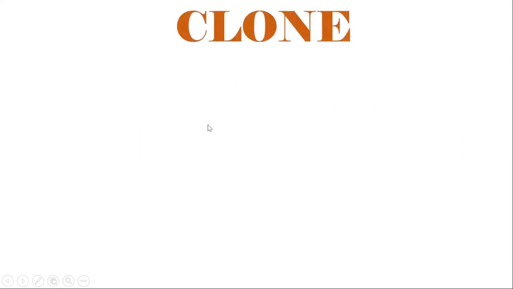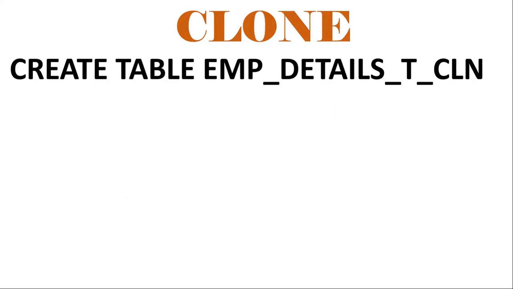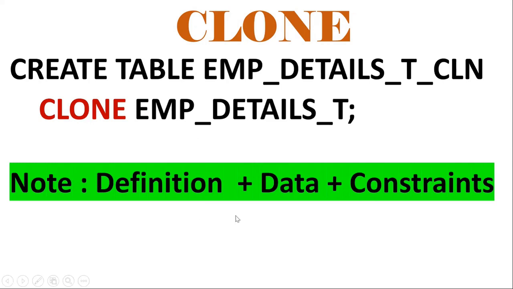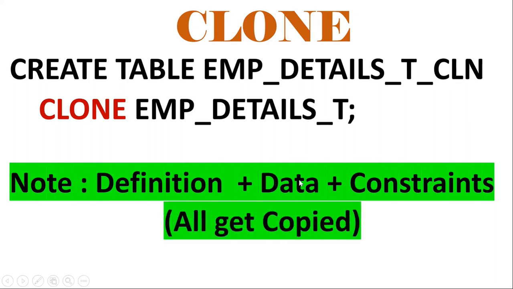Now we have one more thing, that is clone. Now we'll see what will happen. The syntax will be create table, table name, this is my backup table, and clone is the keyword. By using the clone keyword, we can create a backup table or replication table or duplicate table. So by using this one, what we'll get? Table definition is created, data is also populated, and constraints are also populated. So by using the clone concept, we get definition, data, and constraints. So all get copied.